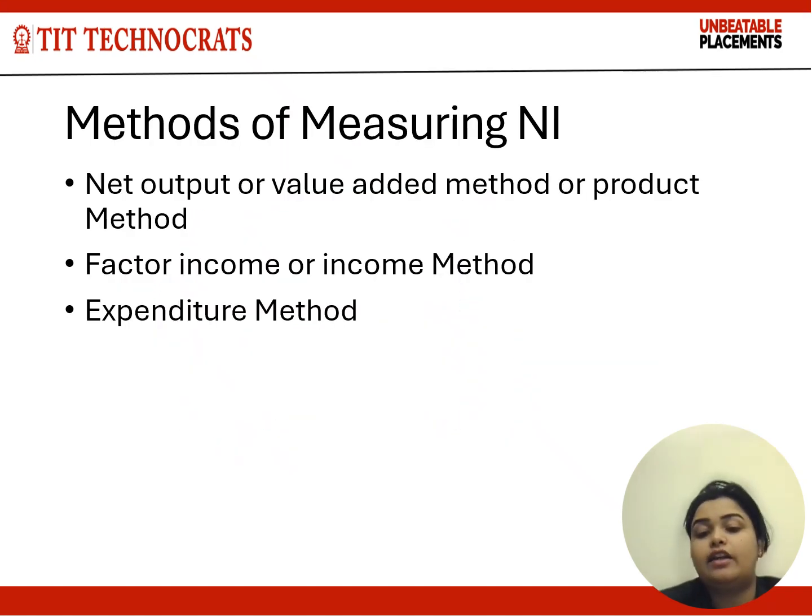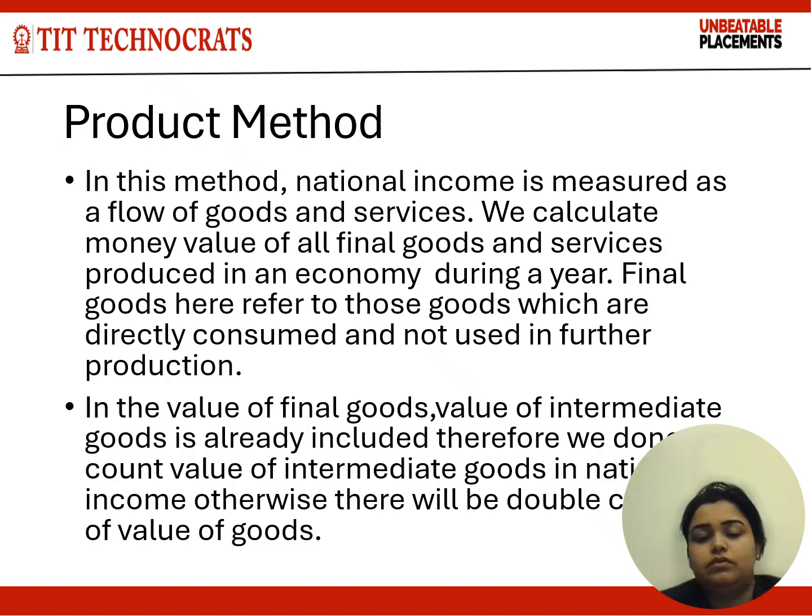Now, after understanding what national income is, we will study the methods of measuring national income. There are three main methods of measuring national income: product method, income method, and expenditure method. Each method focuses on a different side of economic activity. The very first method that we are going to study is the product or output method.